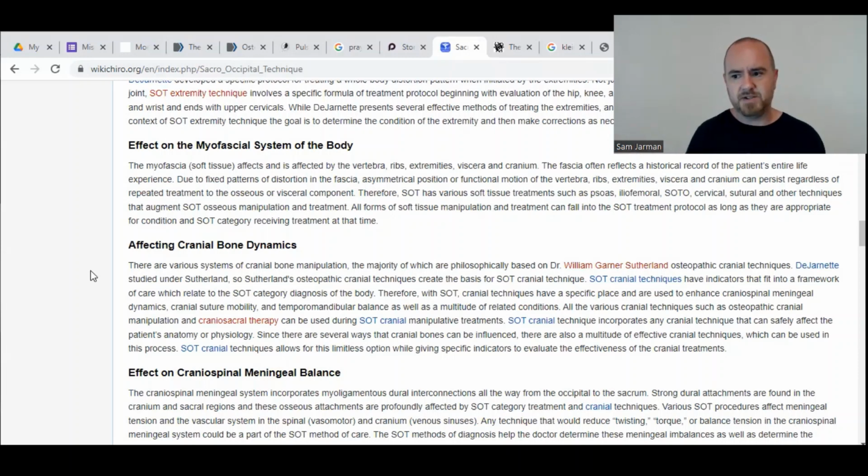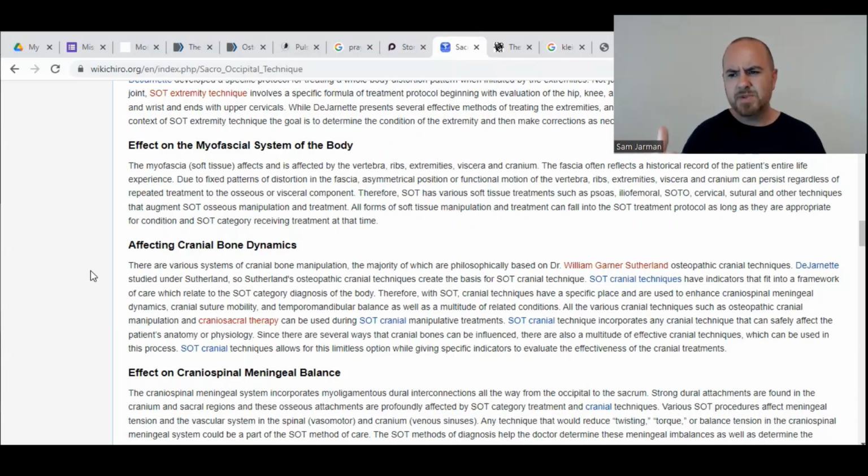The thing to point back to is the assumption that what Sutherland said is a good foundation. So the flaws in Sutherland's stuff that we've talked about previously will be present to some degree within SOT or Dejarnette, on account of the fact that the fundamental flaws were not questioned and were accepted.